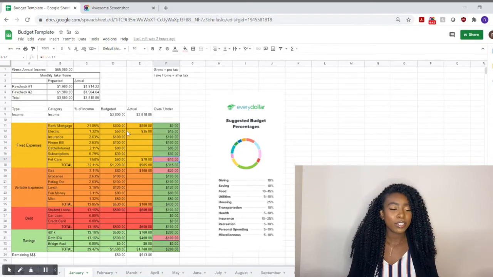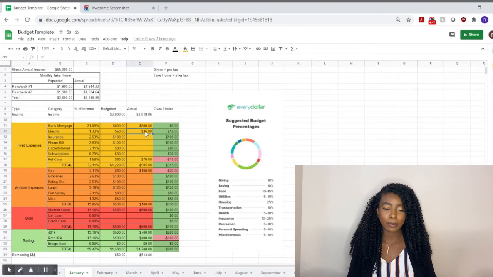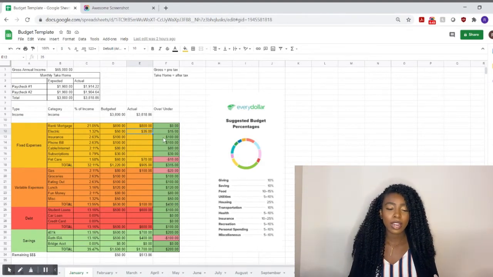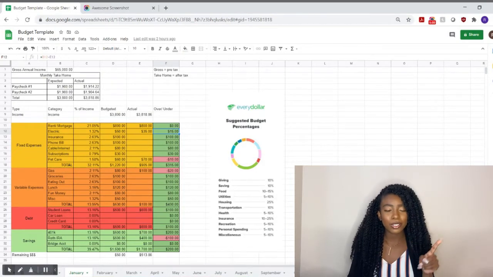So for the electric column, I have $50 budgeted and I actually paid $35. Therefore, I am under budget $15, and that is why it's in green. So if you're on budget or under budget, it's in the green.